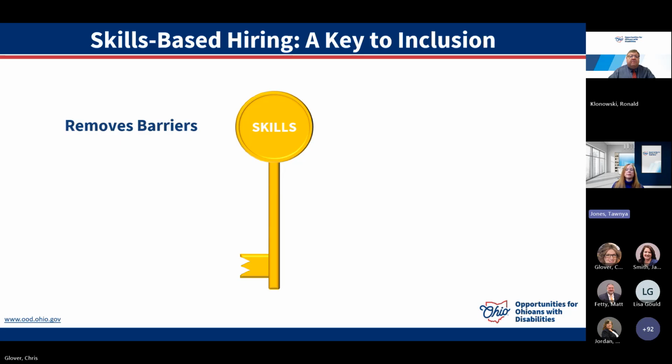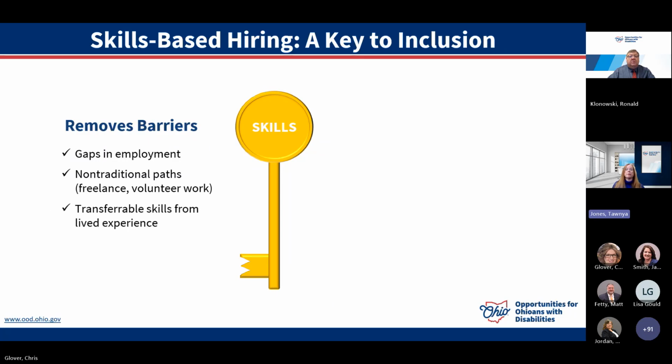That's right, Ron. Skills-based hiring is particularly impactful for candidates with disabilities who may have gaps in employment due to a medical condition or a disability. For example, a candidate who took time off for medical treatment may have a gap in their resume, but brings strong organizational and communication skills from previous roles. Non-traditional career paths such as freelance work, self-employment, or volunteer leadership. For example, someone who operated a home-based business may have developed budgeting, marketing, and project management skills. Transferable skills gained through lived experience, such as adaptive problem solving, resilience, and navigating complex systems.